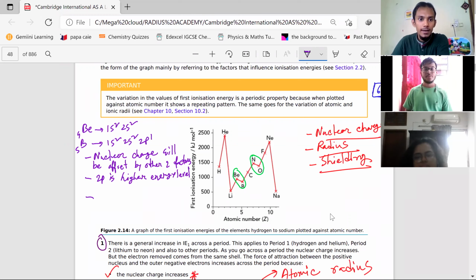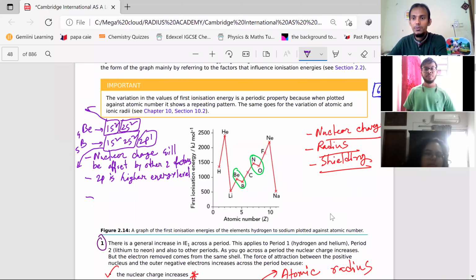And yeah, this 2p electron will get shielding from 1s2 and 2s2, both subshells, but this 2s2 will get shielding only from 1s2, whereas boron will get shielding from 1s2 and 2s2, both subshells. That's why there is a minor drop, a small drop, even though there is an increased nuclear charge from beryllium to boron. That is the explanation.